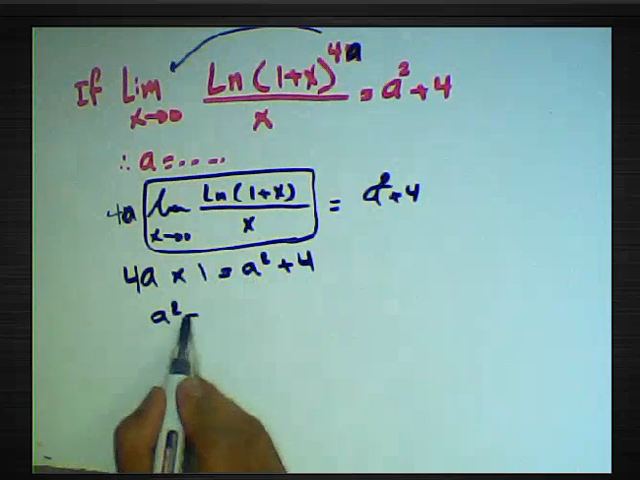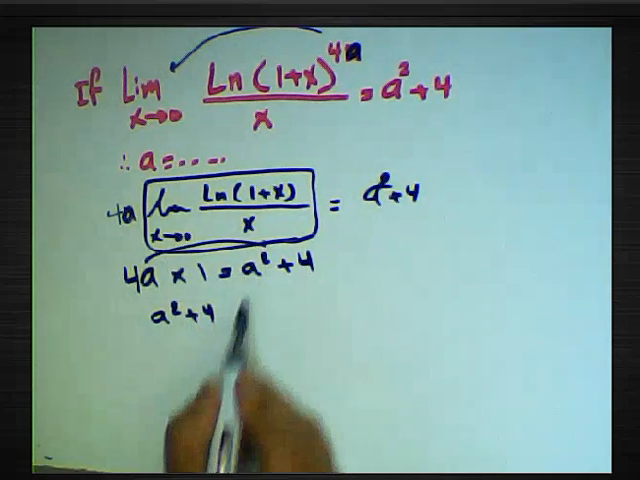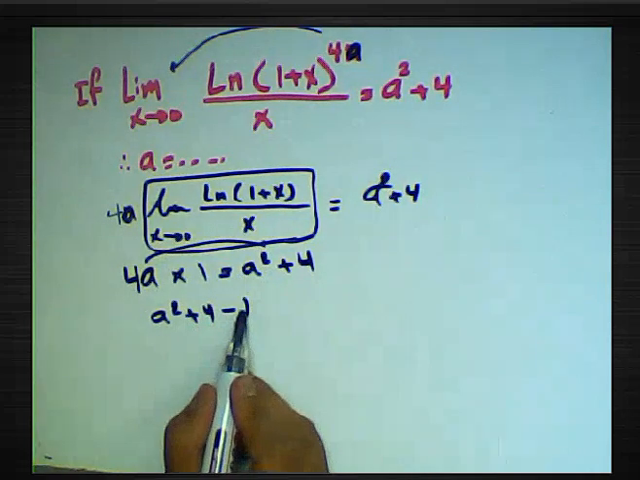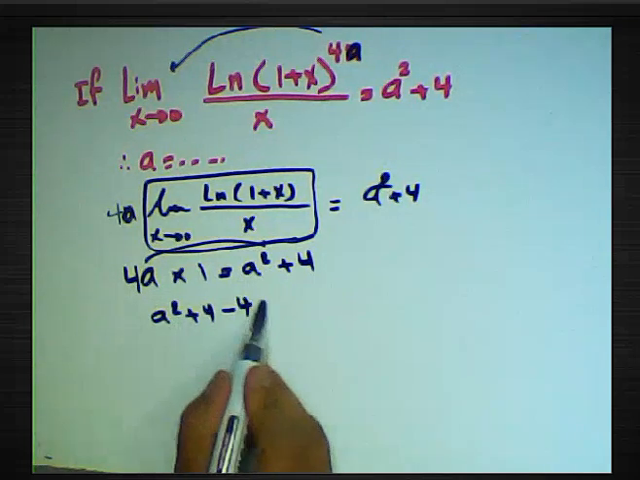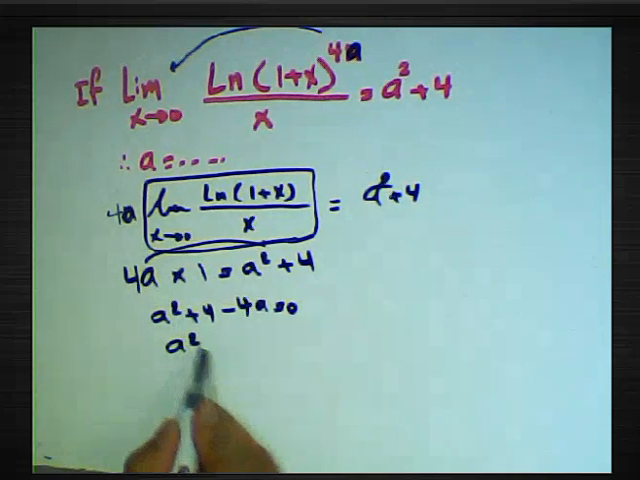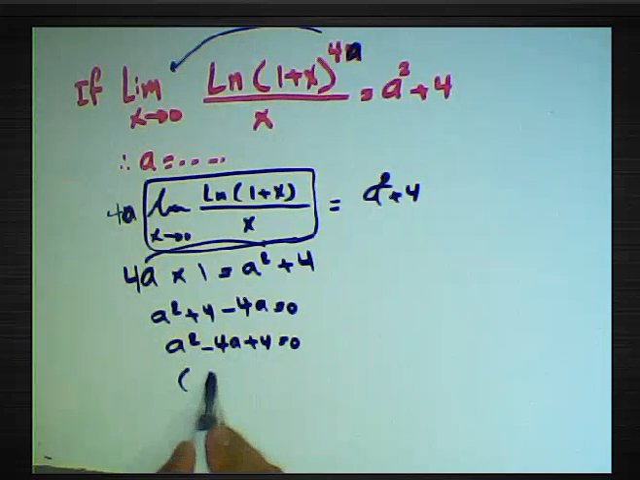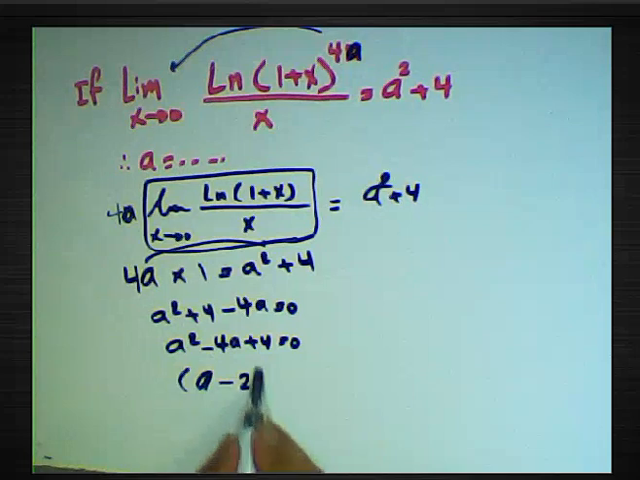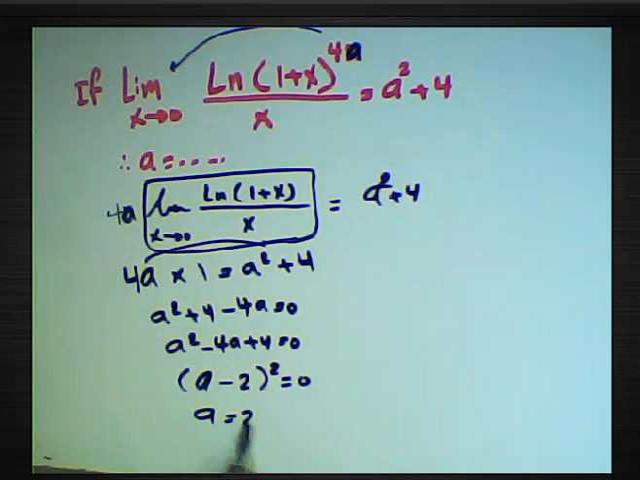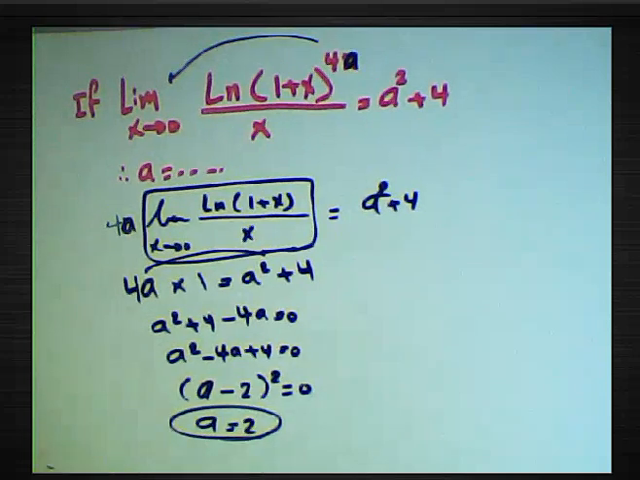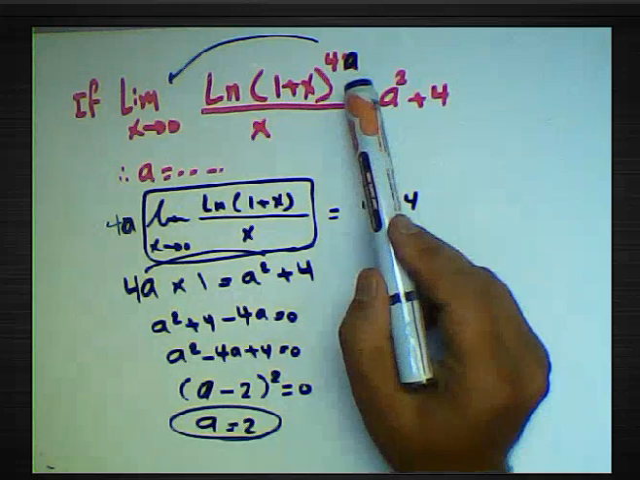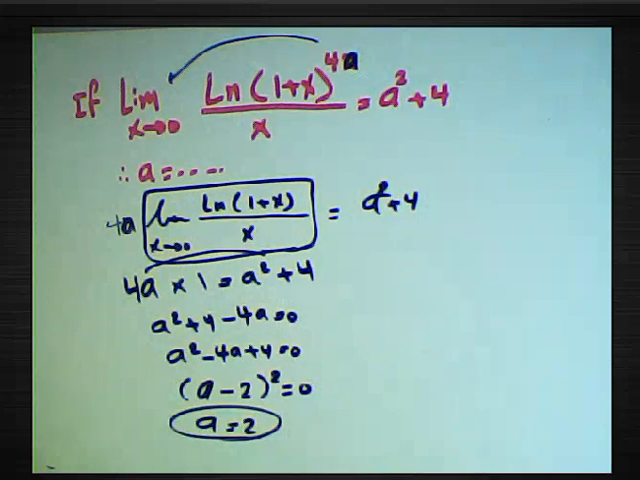Equal a squared plus 4. Then a squared plus 4, moved to the left-hand side, it will be negative. Plus 4a subtract 4, equals 0. Then a squared minus 4a plus 4 equals 0. We can write (a minus 2) squared equals 0. Then a will be equal to the theorem. Okay, understood? The power here was a. Then a equals what? Equals 2.